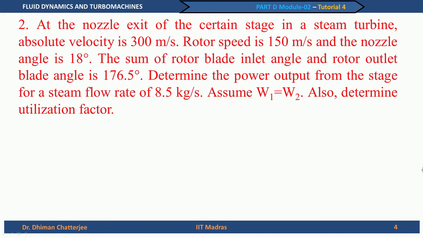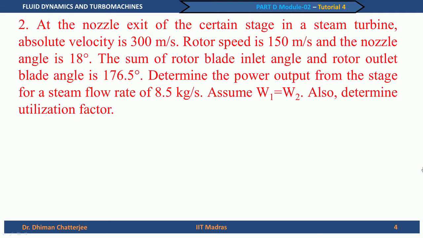The problem statement is this: at the nozzle exit of a certain stage in a steam turbine, absolute velocity is 300 meters per second, which means in our notations C 2, which is the velocity with which the flow approaches the rotor. The absolute velocity with which the flow approaches the rotor is 300 meters per second. The rotor speed, that is the blade peripheral speed, is 150 meters per second and the nozzle angle is 18 degrees. Please remember that the nozzle's purpose is to direct the absolute velocity at a defined angle. So, this 18 degree corresponds to our alpha 2.